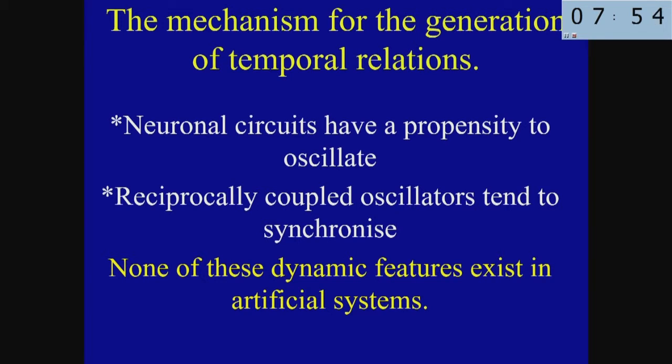Temporal structure is generated by a mechanism that makes most neurons and microcircuits have a propensity to oscillate, also something you don't find in artificial systems. And these oscillators are reciprocally coupled through the connections that you have seen, these red connections. And coupled oscillators, of course, have a high propensity to synchronize and to assemble each other. They attract each other. It's the basis of attractor dynamics.